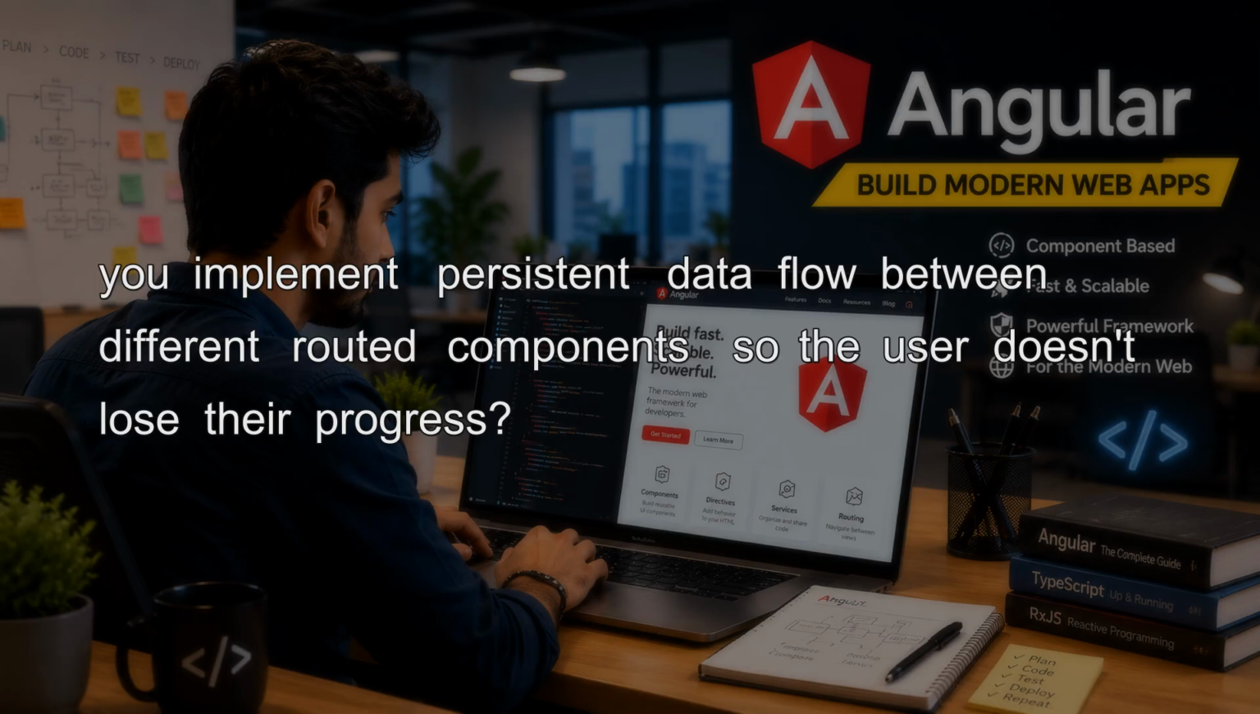When the user moves from route A to route B, component B can inject the service and immediately get the current state from the BehaviorSubject. This ensures a seamless experience where the user can navigate back and forth without the application resetting its state.